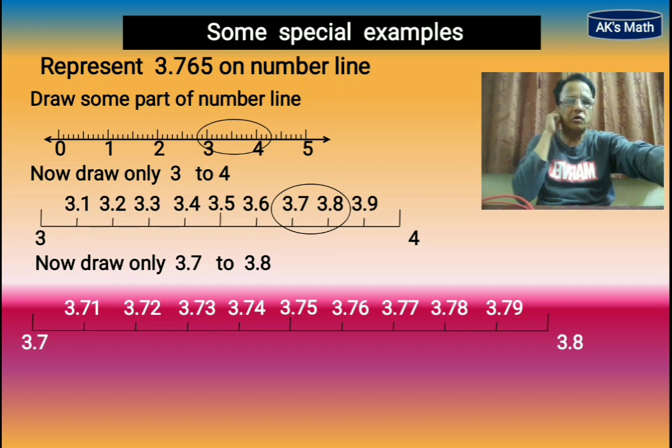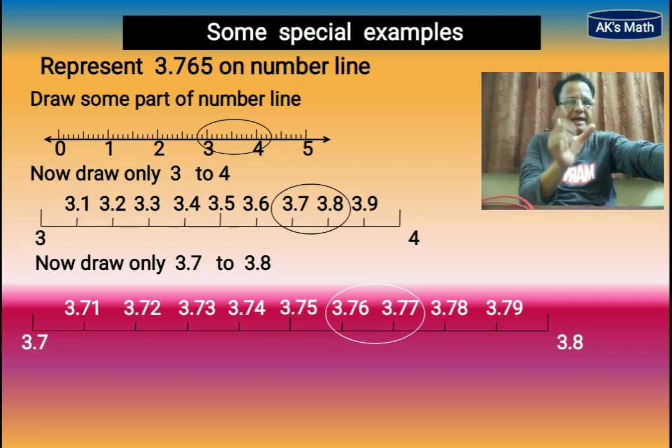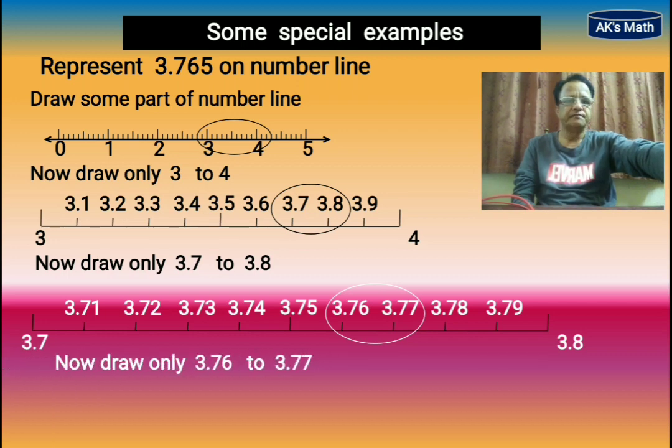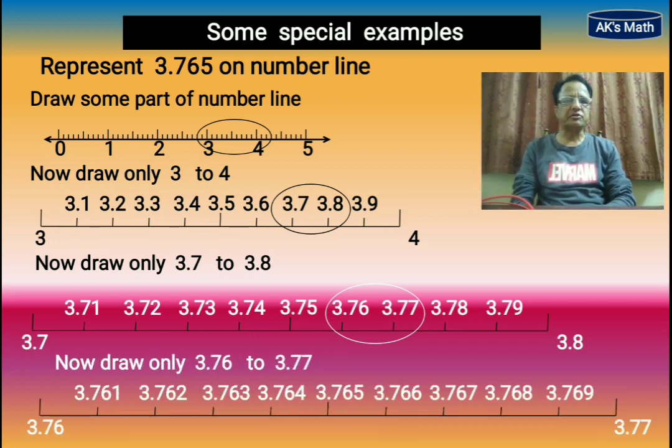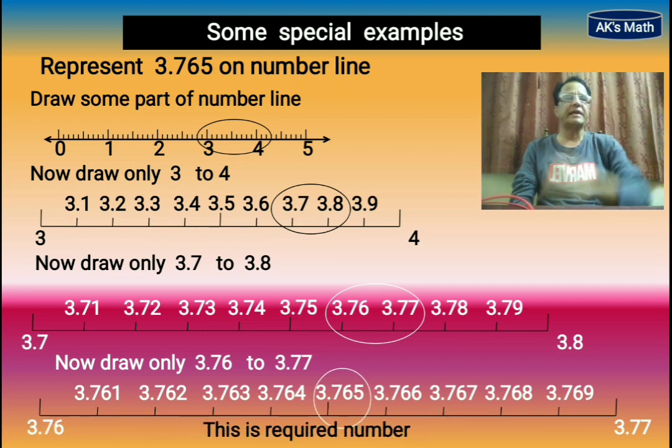Now look, our number is in between these two, 3.76 and 3.77. So again zoom that particular area, magnify that particular area. You will get like this. 3.76 to 3.77. Again 3.761, 3.762. In this way you have to magnify the 10 parts. Remember students, you have to draw the diagram like this, as well as you have to instruct what we are drawing now in the next figure. So find out your number. Our number is here. Look at this one. This is 3.765. This is the required number.